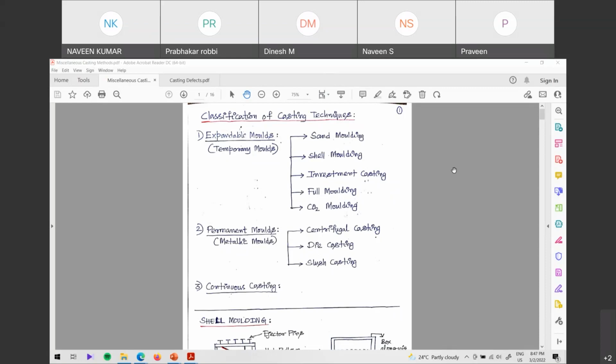Like the classification of casting techniques we have already seen, it is categorized into three methods. One is expandable molds, another is permanent molds, and the other is continuous casting. So what are expandable molds? Temporary molds. Molds means the cavities that we create by using patterns.